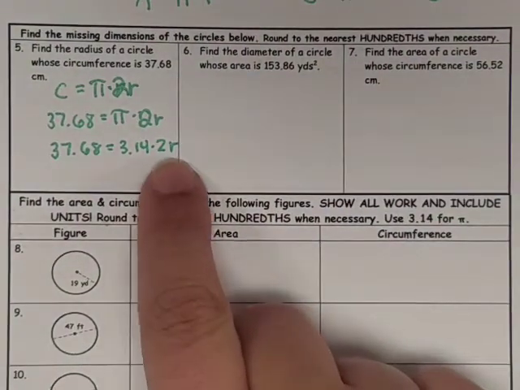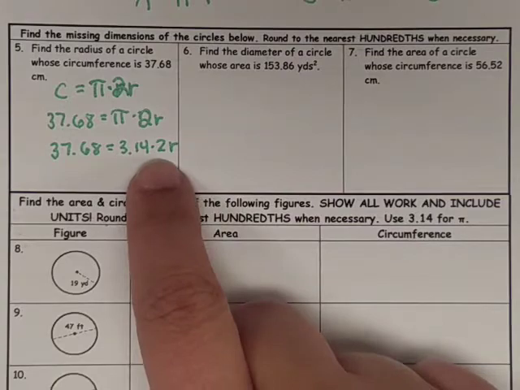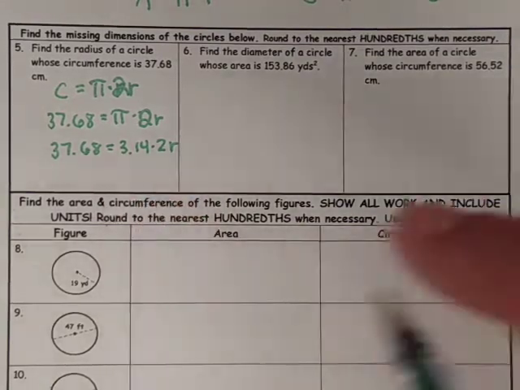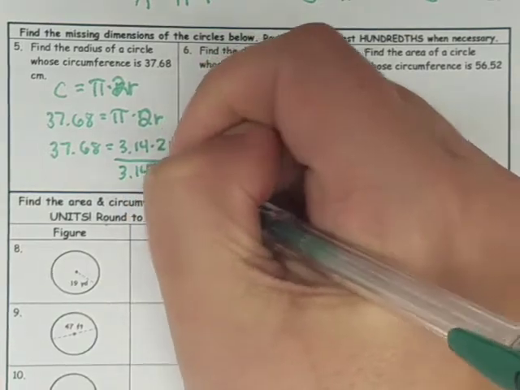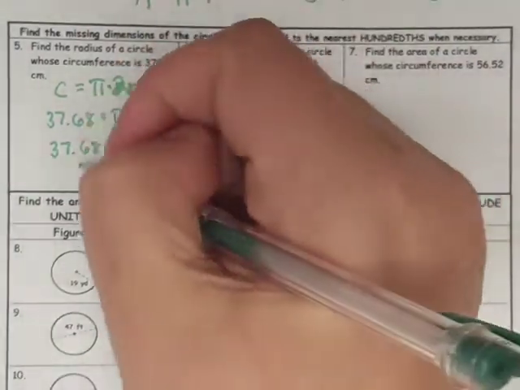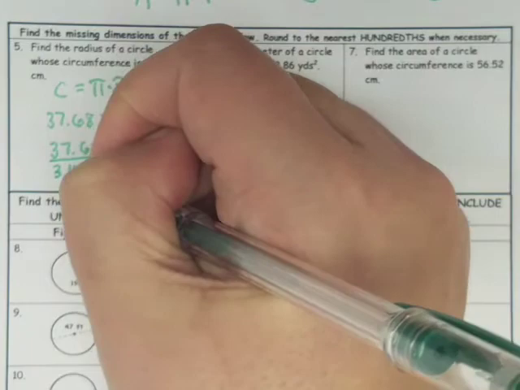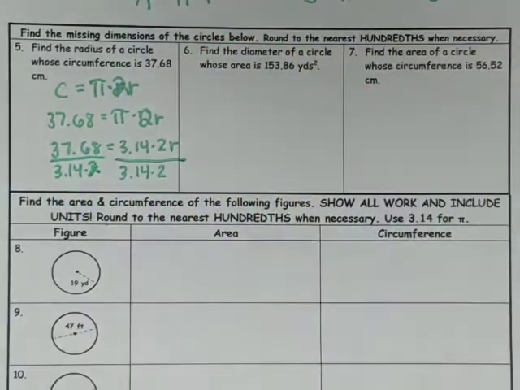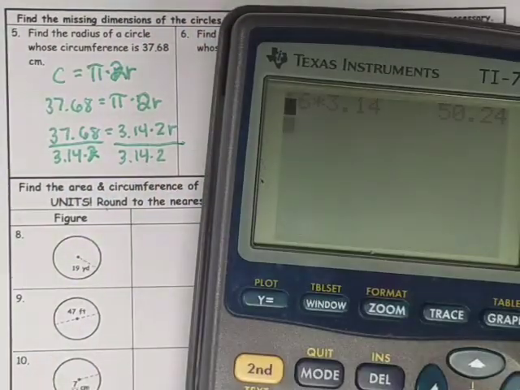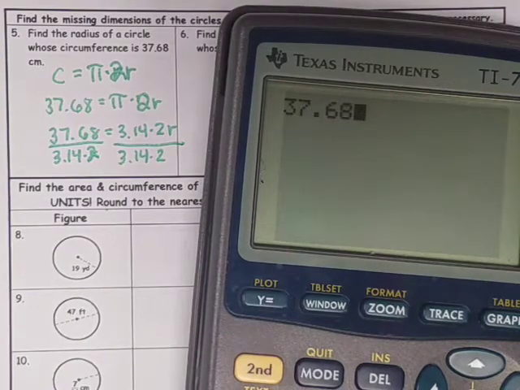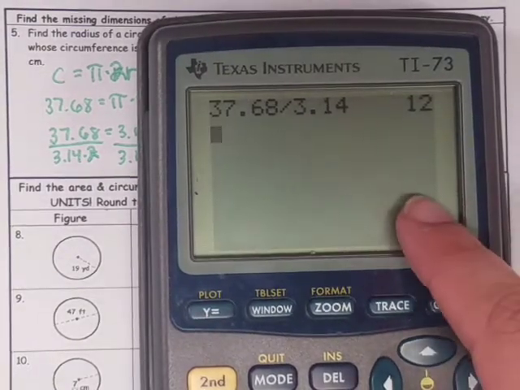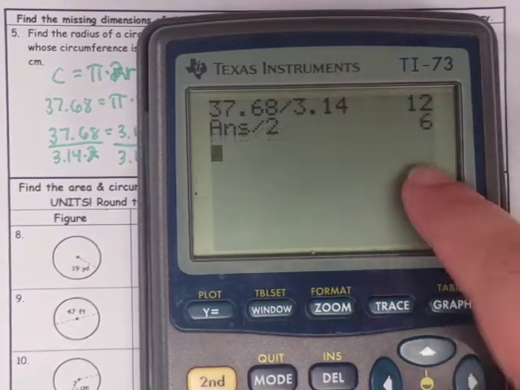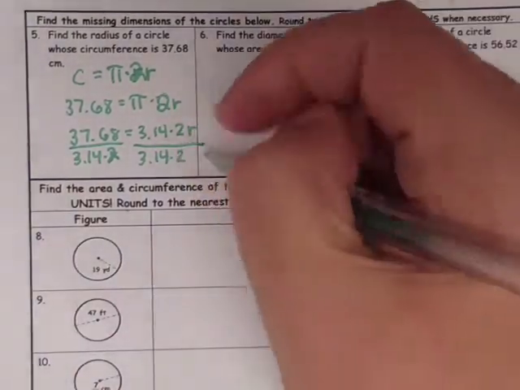And then we need to get r by itself, so we need to divide by 2 and by 3.14, so we can actually divide by both of them at the same time. So divide by 3.14 times 2. So 37.68 divided by 3.14. That gives me my diameter, but then I have to divide that by 2 again, and that gives me my radius of 6.